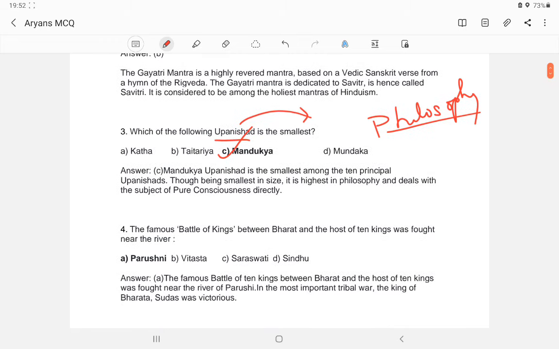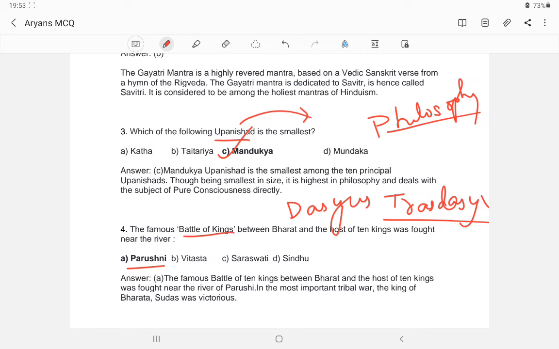Next, the battle of the kings between Bharat and the host of Dasyus was fought on the river Parushni. The Dasyus and Tradasyu, the Aryan chief, fought a battle, the battle of the ten kings. On the bank of which river? Parushni, which is the Ravi.